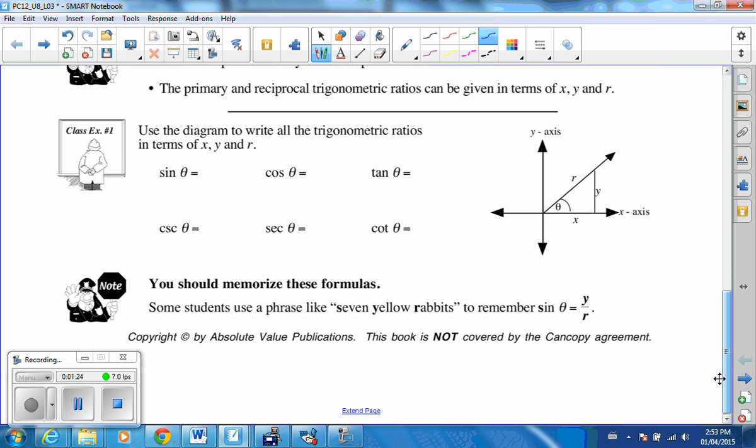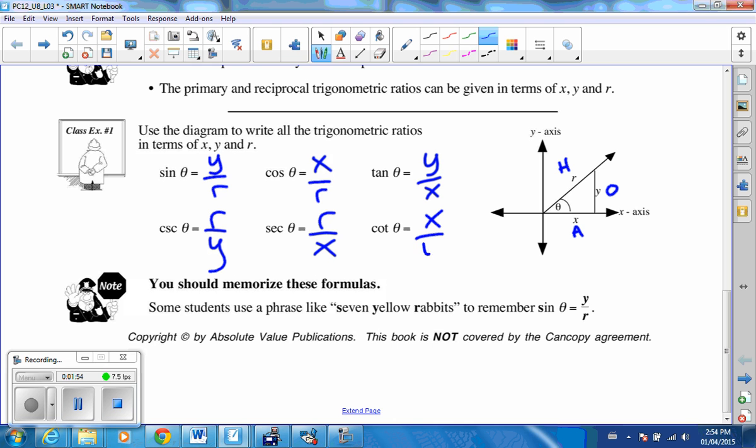Now, instead of opposite and adjacent, in trig we just start using y, x, and r. So this would be my opposite, this would be my adjacent, and this would be my hypotenuse. So sine, instead of opposite over hypotenuse, is going to be y over r. Cos is x over r. Tan is y over x. The reciprocals are just going to flip each of our ratios like that.